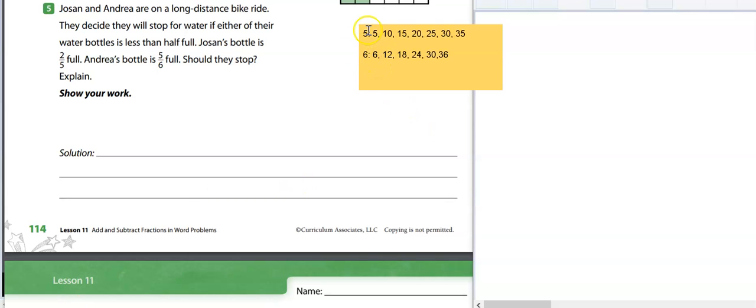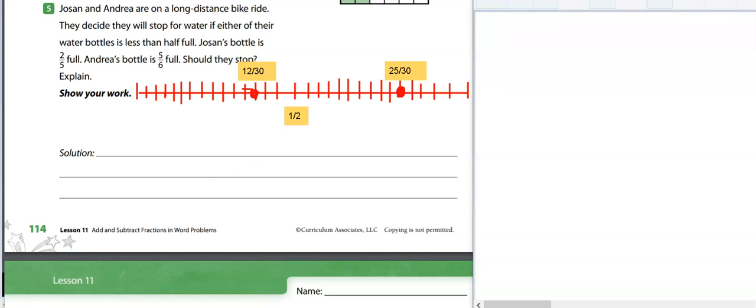Alright, so now that we have found our multiples of our denominators 5 and 6, we can look and see that our least common multiple will be what, boys and girls? Our least common multiple will be 30, because 30 is the lowest number that is the same in both sets of multiples. So now that we have found our least common multiple, we can go ahead and make our fractions equivalent. Go ahead and do that on your own now.